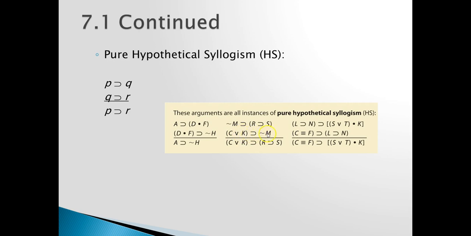So if C or K yields not M, and if not M yields R or S, then it must be the case that C or K yields if R then S. Right? That's what I get here. So the order on this is flipped from the example I gave, but it's the same thing. If I have two conditionals that share a common factor as the consequent of one and the antecedent of another, I can build a conditional between the other parts, which is what happened here.